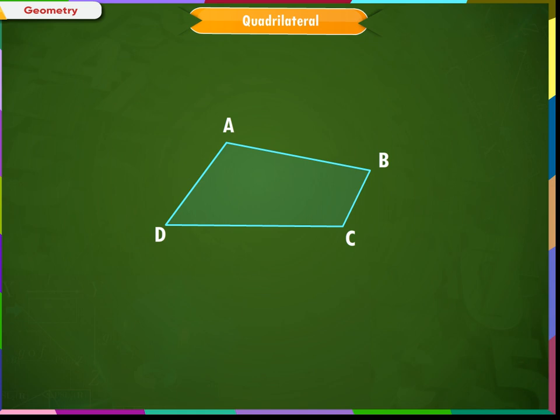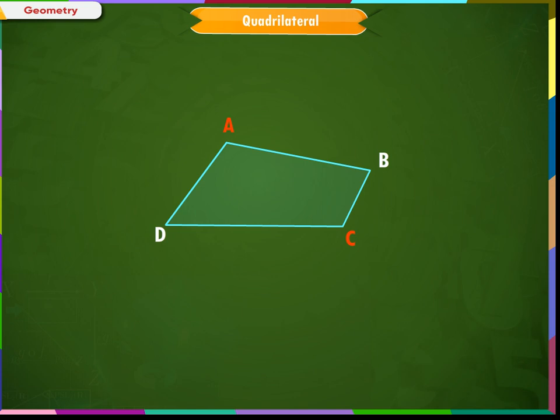The sides AB and DC are opposite sides as they are placed opposite to each other. A quadrilateral always has 2 pairs of opposite sides. One pair AB and DC and the other pair AD and BC. The vertices A and C are opposite to each other.